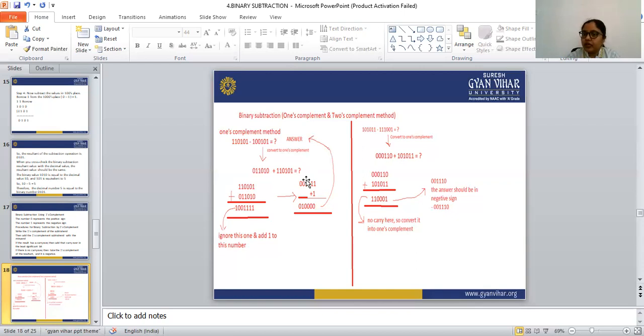If we don't get any extra number in the answer when we compare to the question, what is the procedure? We have to simply convert it into the ones complement.